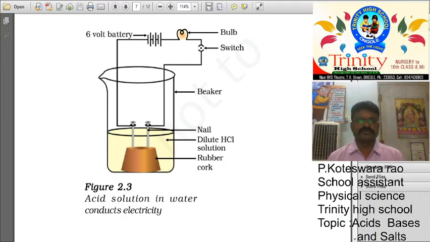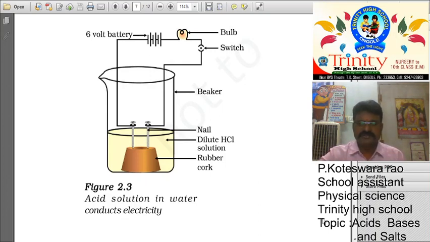It is also most important. So these two are very important. But while reading the question in your examination, read carefully. Acid solution in water conducts electricity, basic solution in water conducts electricity. Acid solution conducting electricity means we write the first experiment. Basic solution in water conducting electricity means the second experiment. I think this is one of the most important concepts, and I think all of you understood.